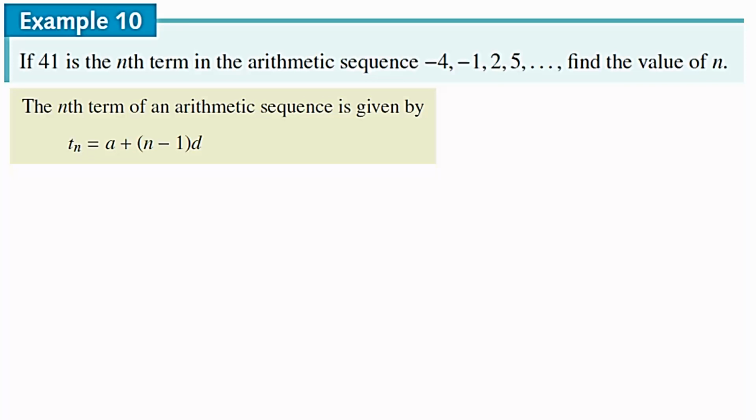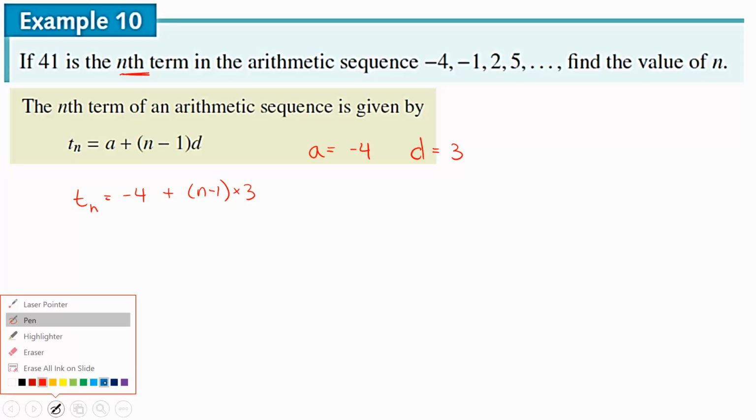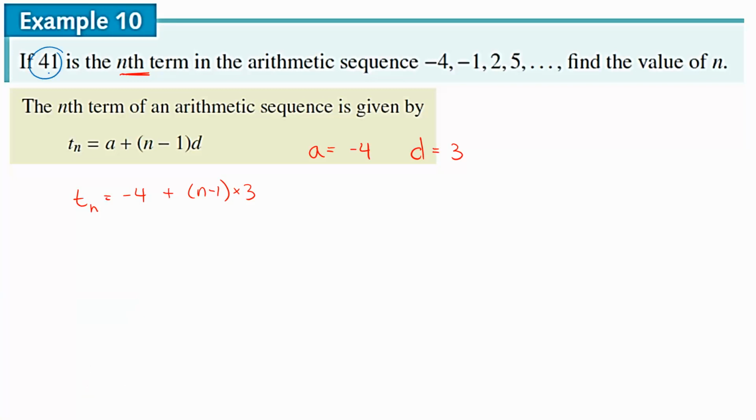I'm going to start writing the answers. We now know A is -4. D is the difference, still +3. Formula still Tn equals -4 plus n minus 1 times 3. What we want to find out is n, the nth term. So, they already told us that final result is 41. So that nth term, the result is 41. You're just trying to find n. So that means 41 must equal -4 plus n minus 1 times 3. We're trying to solve for n.